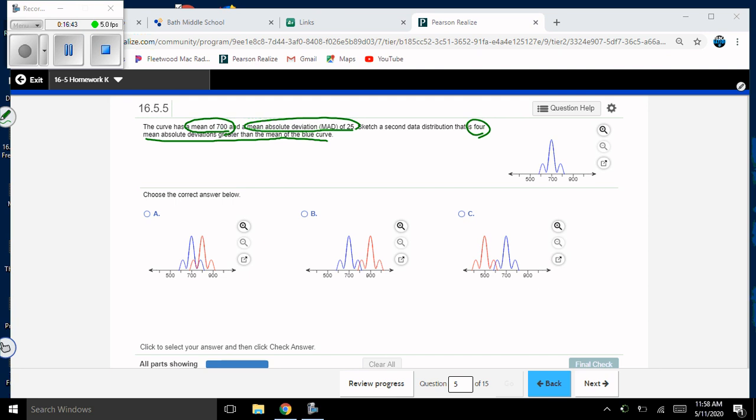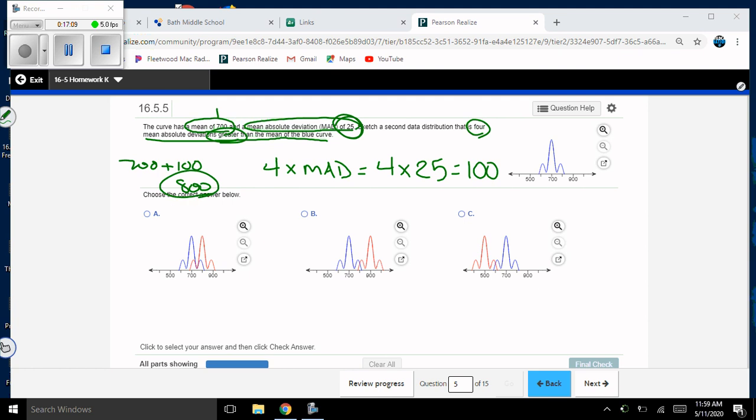Okay, so if I want 4 MADs greater, I'm going to take 4 times the MAD, and in this case, 4 times the MAD is 4 times 25, which is 100. So I'm looking for the new mean to be greater. 700 is where we started. And so 700 plus 100 is going to equal 800. So I'm looking for the new mean to be at 800.